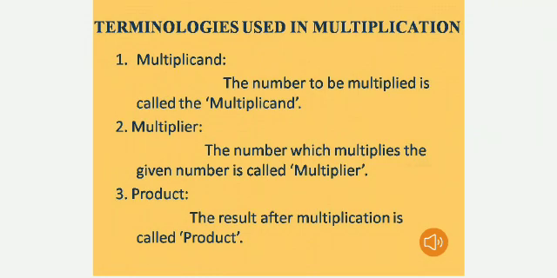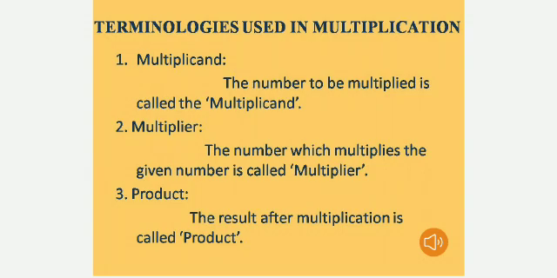The next slide explains the terminologies used in multiplication. Here we have three important terminologies. The first term in the multiplication process is called the multiplicand, and the second number by which we multiply is called the multiplier. The result after doing the multiplication process by using the into operator is called the product.